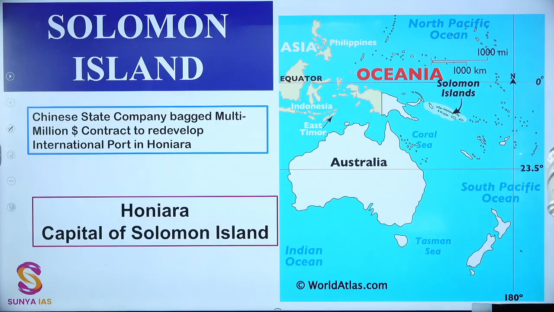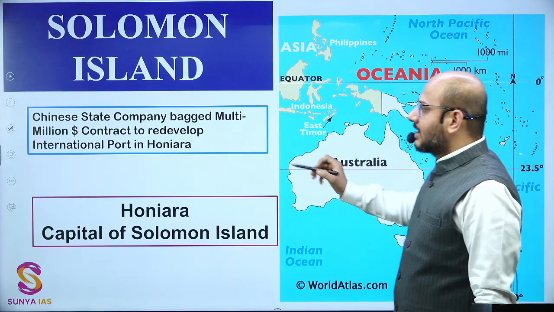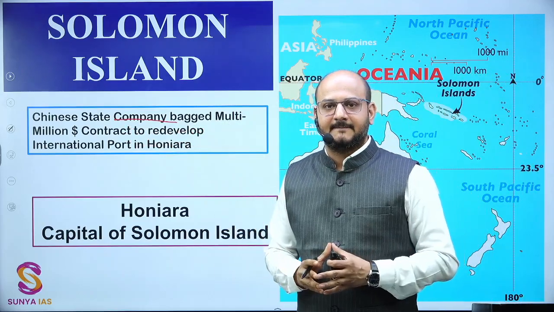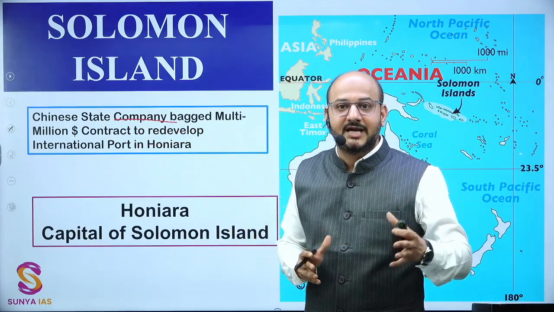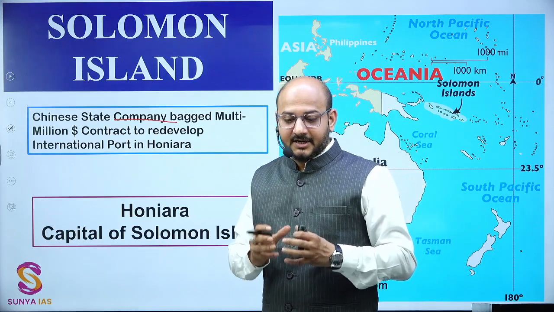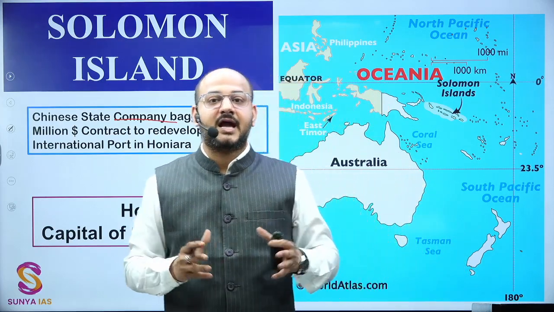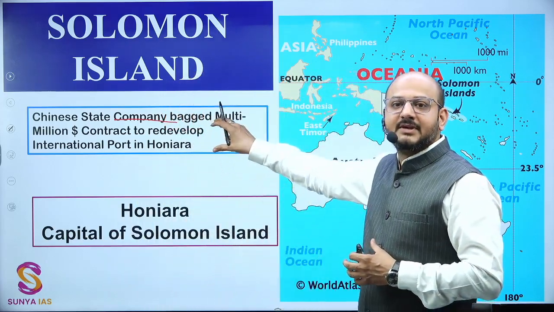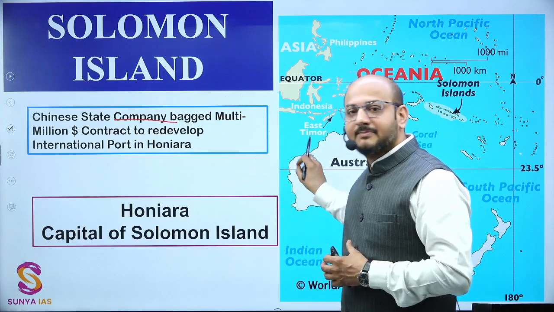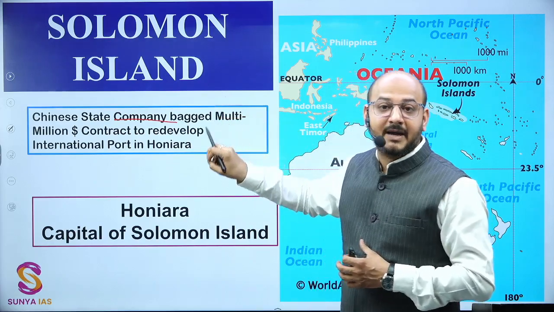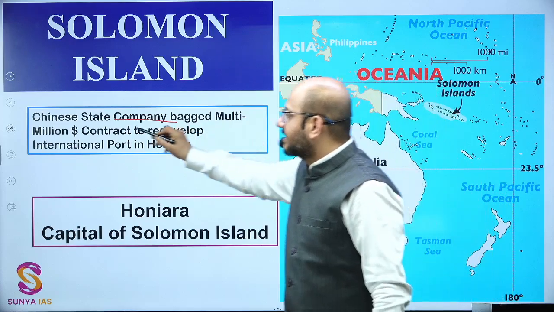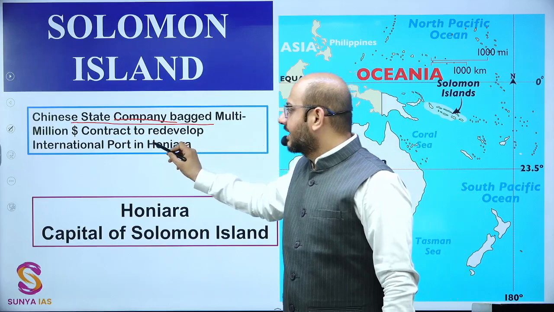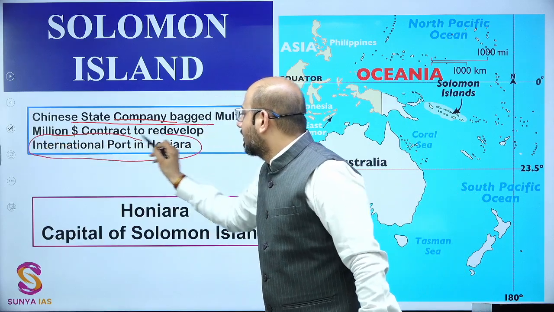Solomon Island. What happened in Solomon Island? Chinese company, you know China's expansionist policy, the nine-dash line policy in the East China Sea, in the South China Sea. Different islands are there: Spratly Island, Paracel Islands. China is claiming that these islands belong to them. Some are being claimed by the Philippines, some claimed by Brunei also. So here what happened? A Chinese state company bagged a multi-million-dollar contract to redevelop the international port in Honiara.